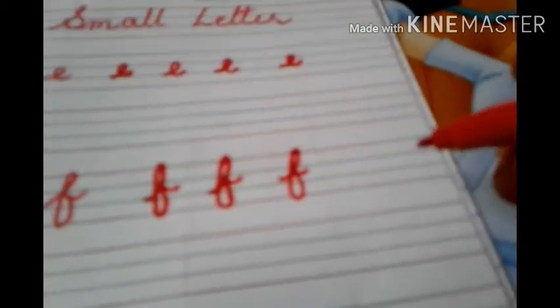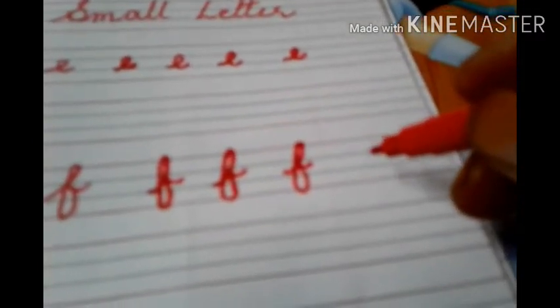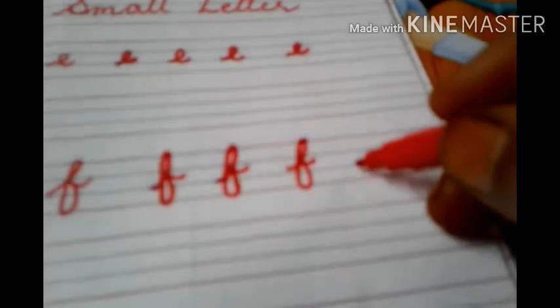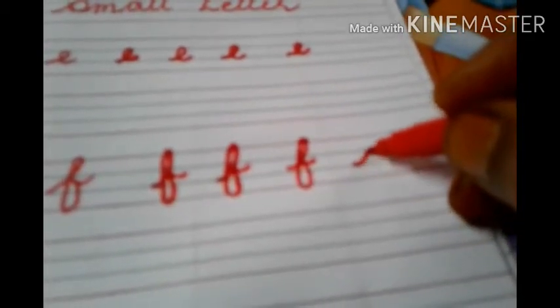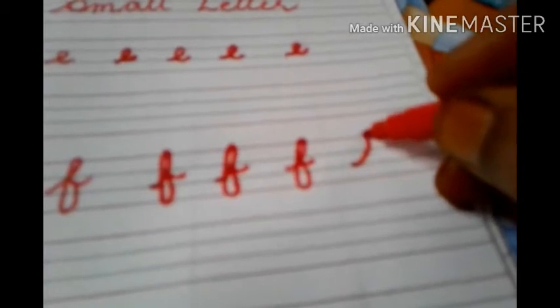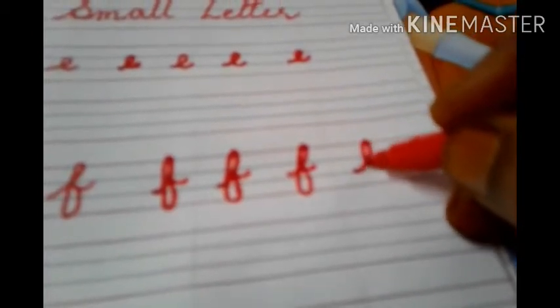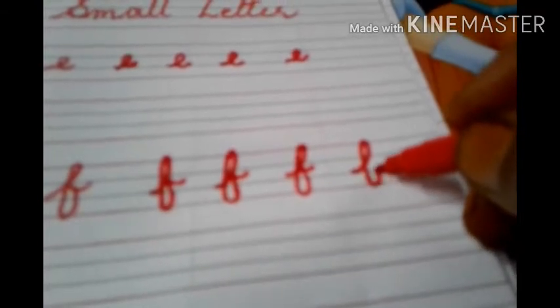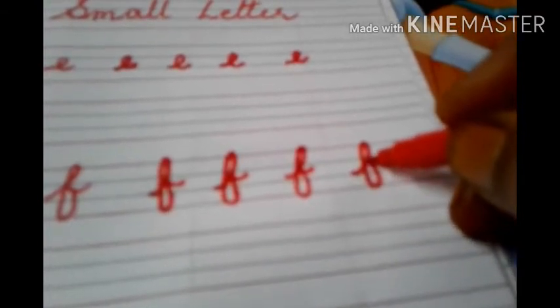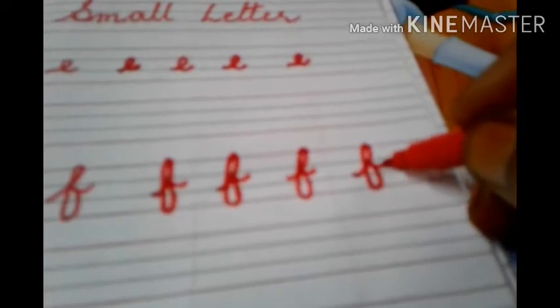Now once again you will see how I have made this letter. Place your pencil on the third line, go up to the top line, turn left, come back to the bottom line, that is the last line, go up to the second line, make a little curve or small curve. This will make letter F.